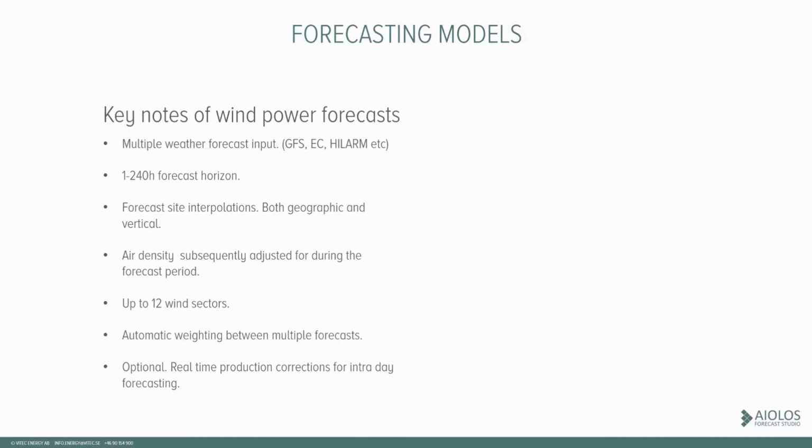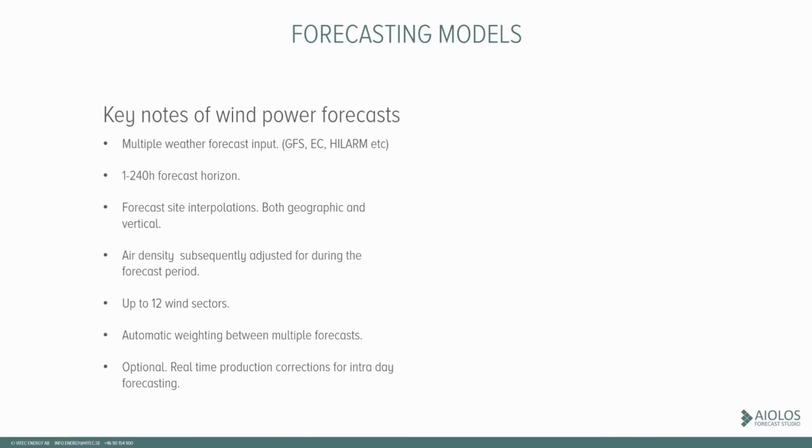The surrounding area of the farm or the windmill is divided into 12 different sectors. This is done because there could be an obstacle from the east, for example, that could have an effect on the wind, and that is not something that we have from the west. So in that case we need to divide them into two different sectors.